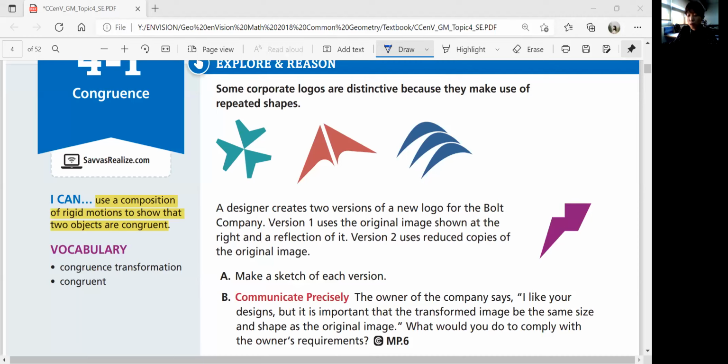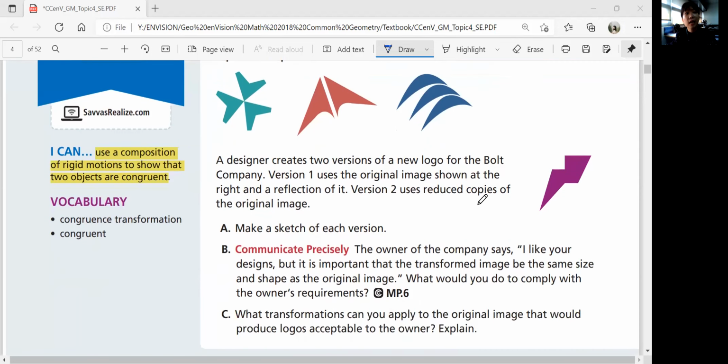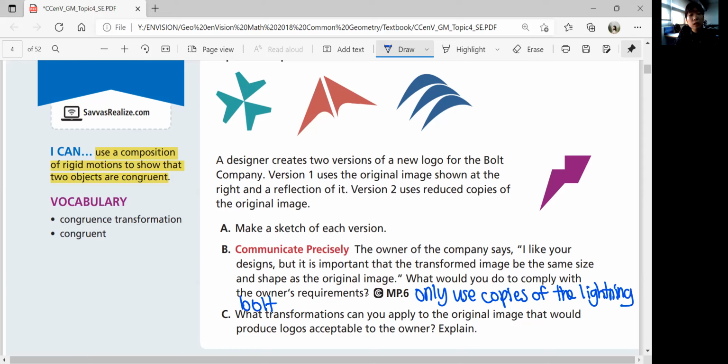Looking at your own versions, the owner of the company says, I like your designs, but it is important that the transformed image be the same size and shape as the original image. So what would you do to comply with the owner's requirements? Which version would suit well? Version 1, right? So you're only going to use copies of the lightning bolt that are the same size.